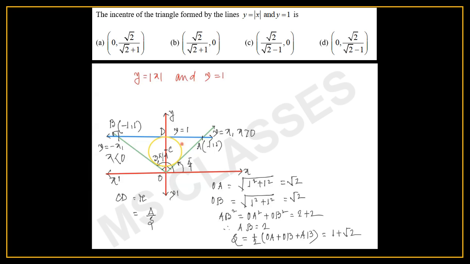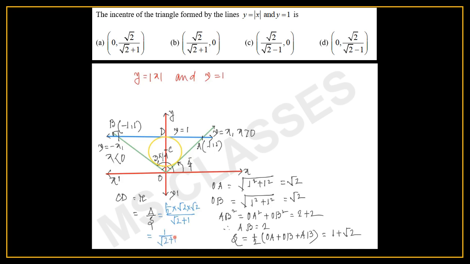Next we need the area of the triangle. It's a right angle triangle. We know OA, we know OB, so we put the value here. So that will be half of root 2 into root 2, which is 1. The inradius is area by S, S is root 2 plus 1. So it is 1 by root 2 plus 1. So that is the inradius, that this length is 1 by root 2 plus 1.